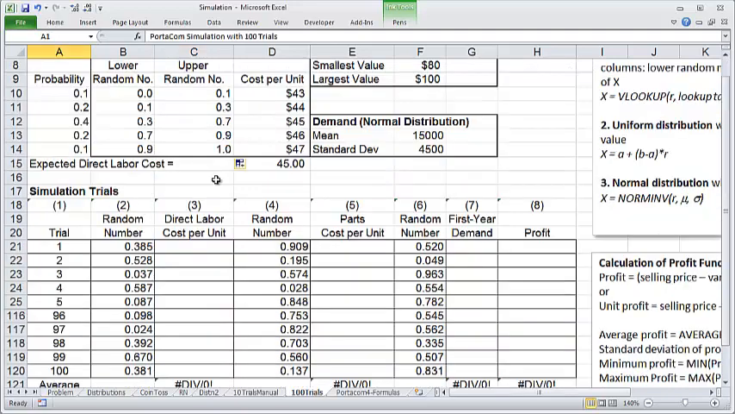Now we generate the costs from the random numbers using the table we just created. Now, if we're doing this manually, we would just look up this number and see which interval it falls into. So 0.385, we would say, well, that's somewhere between 0.3 and 0.7, so we must generate 45. But this could get tiring if you have to do 100 of these. So we're going to use a function called VLOOKUP to look these up automatically.